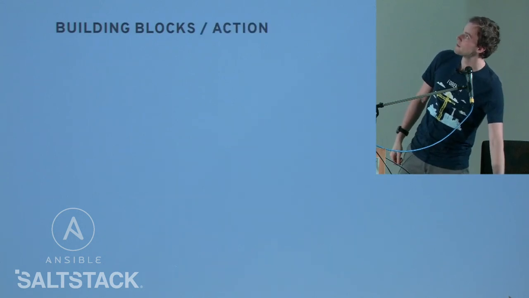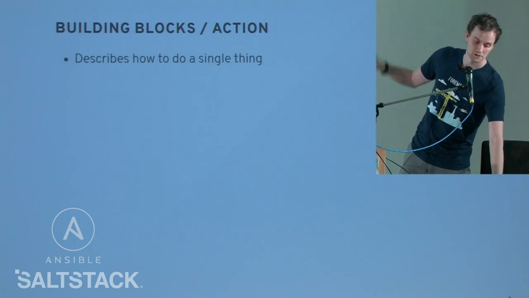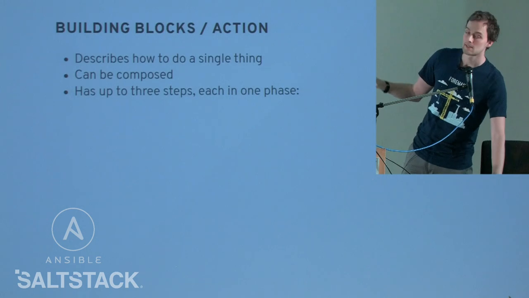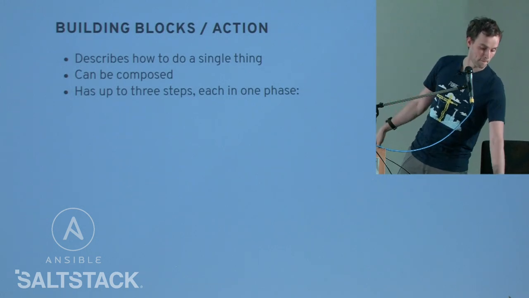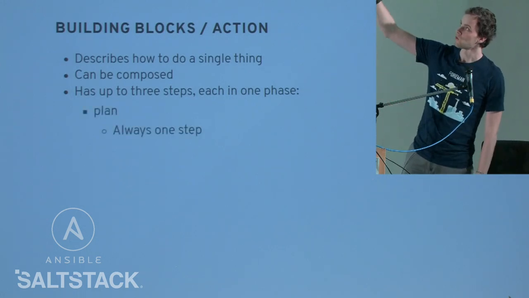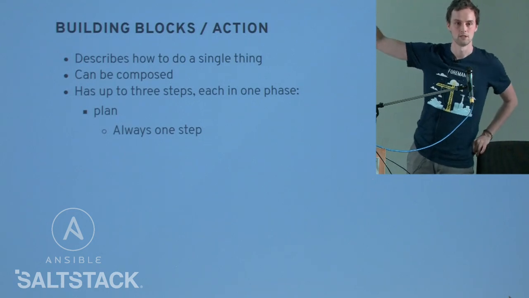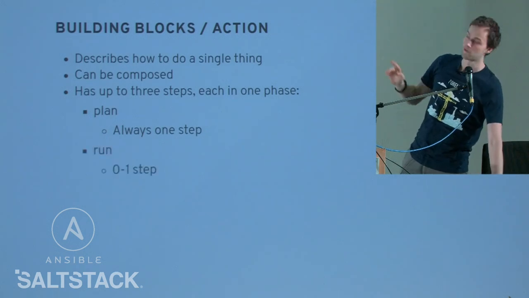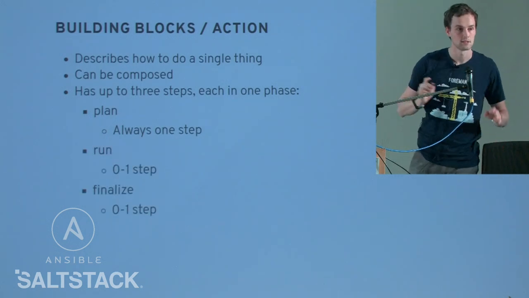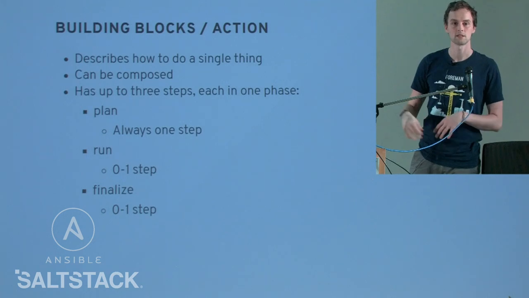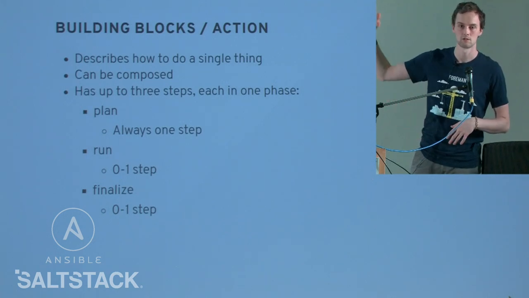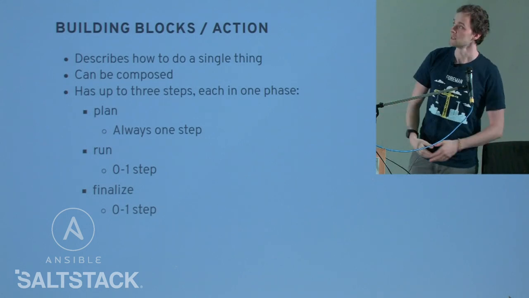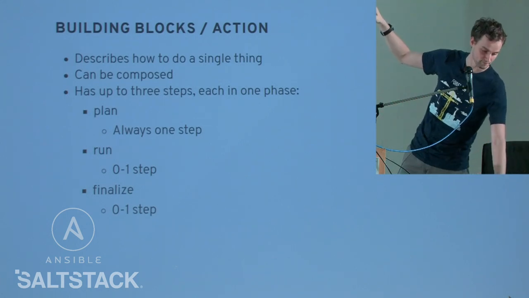Now, the same thing in text. So action describes how to do a single thing. It can be composed. It has up to 3 steps. Each is in one phase. There is always one step in plan phase if the action is in an execution plan. Always. With run steps and finalize steps, it doesn't have to be. There can be an action which doesn't have a run step. There can be an action which doesn't have a finalize step. It may miss both of those, but it always has a plan step.